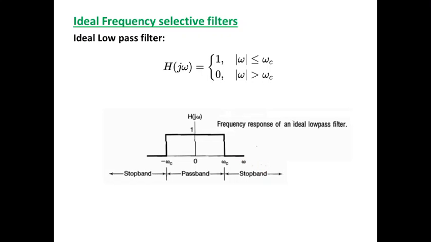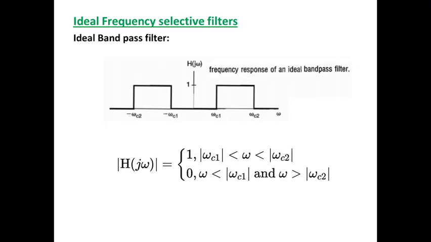Anyhow, we know that practically it is not possible to obtain a very sharp transition from pass band to stop band. So we will first discuss the disadvantages of ideal filters, or in fact why we cannot realize ideal filters. If we know that, then we can move on to practical frequency selective filters.